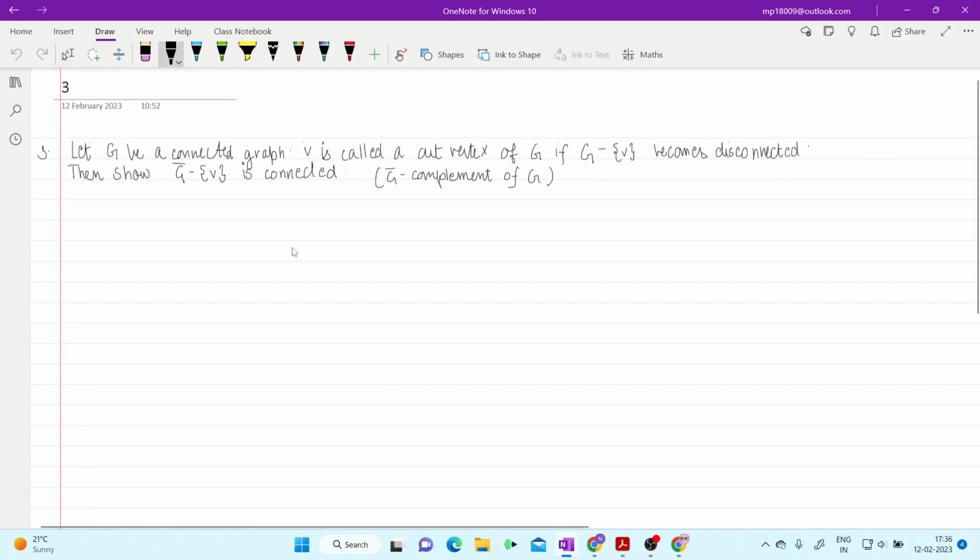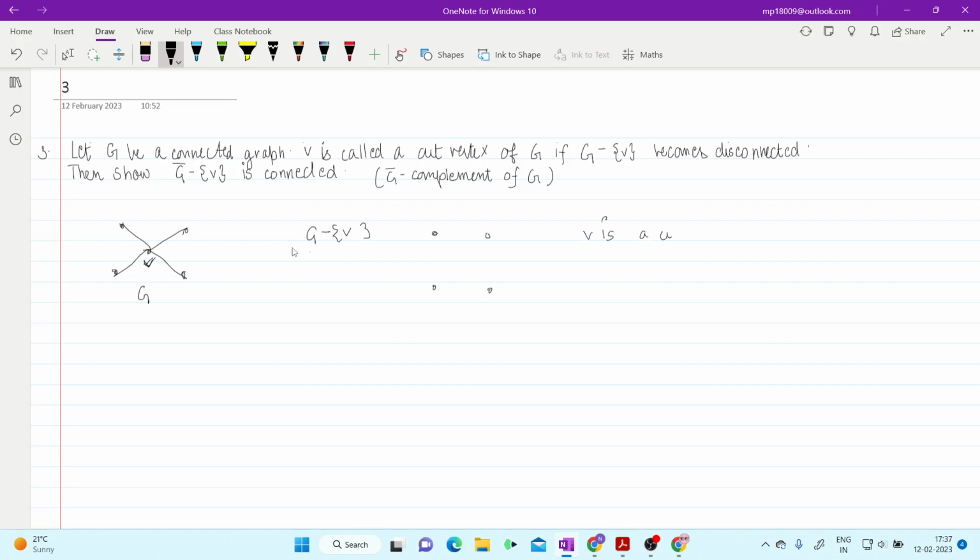We start with a connected graph G. Then V is called a cut vertex of G if G minus V becomes disconnected. So what is a cut vertex? Suppose we have a graph like this. This graph is connected because between any two vertices there is a path. This is G. But we see that G minus V becomes this, G minus V becomes disconnected. So in this case, V is a cut vertex.